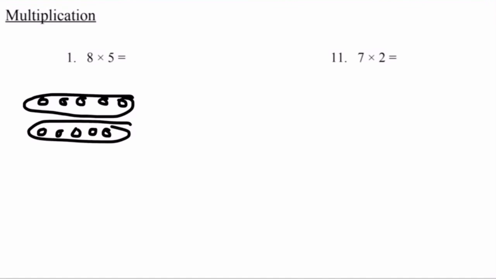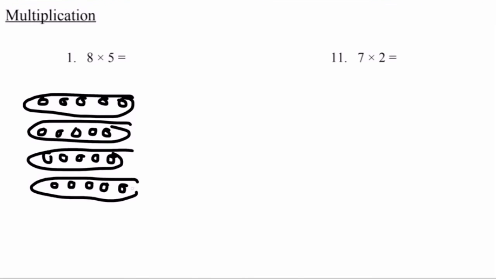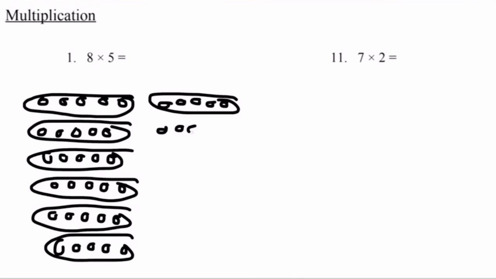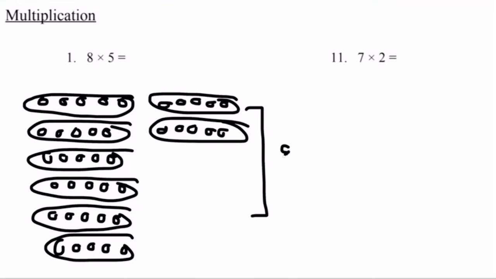Our second group, third group, fourth group, fifth group, sixth group, seventh group, and our eighth group, each with 1, 2, 3, 4, 5. We have 8 groups of 5 circles in each group. Let's add it all together to find our final answer.